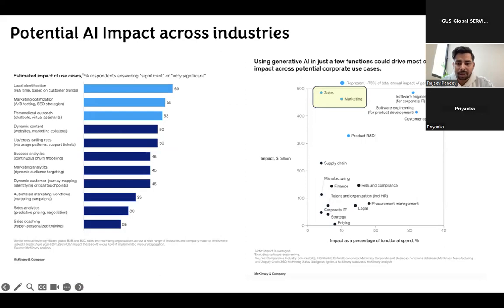There was research done by McKinsey and Company, and they've published that there are different industries which are going to be impacted by AI, right? You see product research and development, software engineering, corporate IT, customer operations, right? Supply chain, manufacturing, finance, risk and compliance, legal, strategy, pricing for your product and business, right?